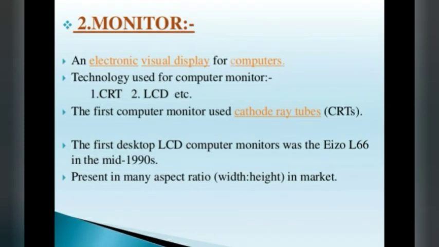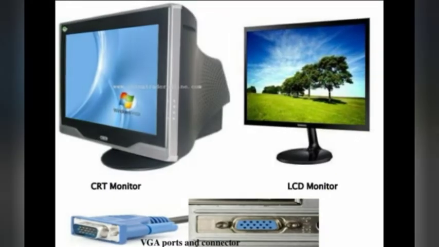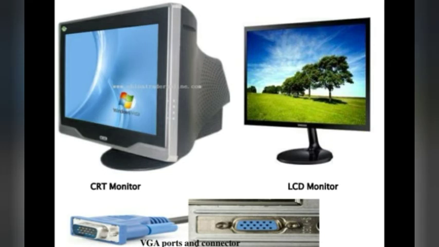Now second is the monitor, an electrically visual display for computers. Technology used for a computer monitor includes CRT, LCD, etc. The first computer monitors used cathode ray tubes, CRTs. The first desktop LCD computer monitor was the ISO L16 in the mid 1990s, present in many aspect ratios, wide and height, in the market. These are CRT monitor, LCD monitor, and VGA port with connectors.